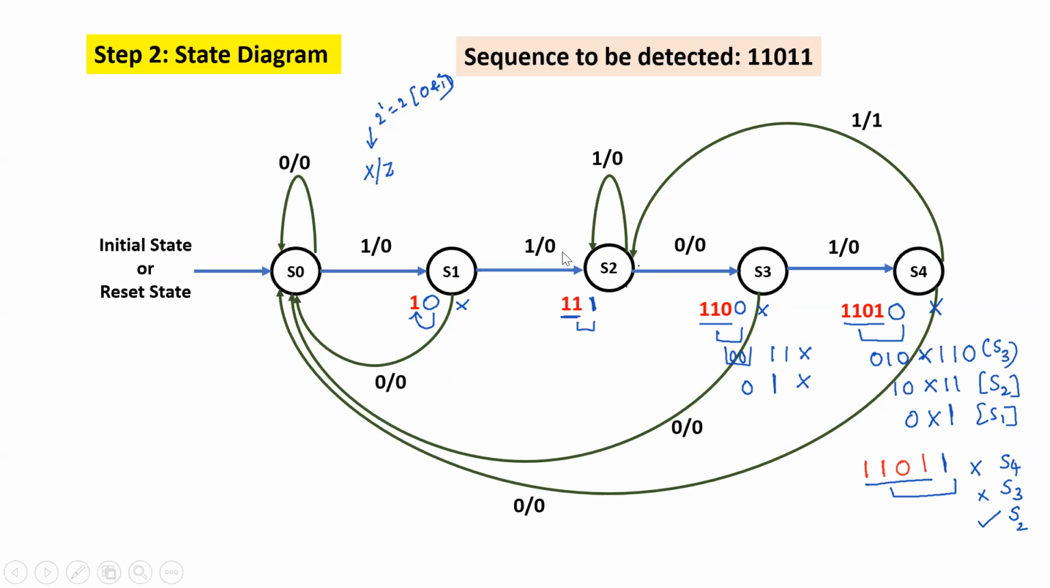Okay. This is the state diagram for the given sequence of bits 1, 1, 0, 1, 1. If you develop the state diagram correctly, then it is easy to develop the circuit diagram. Suppose if you have made any small mistake in this state diagram, the remaining part totally goes wrong. Okay. Now let us move to the third step.